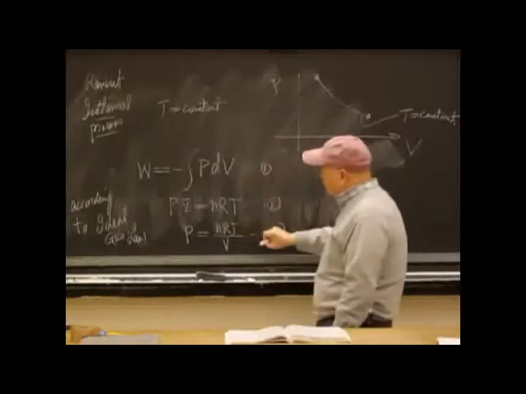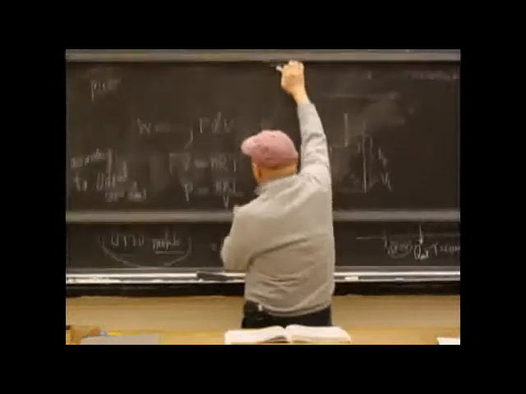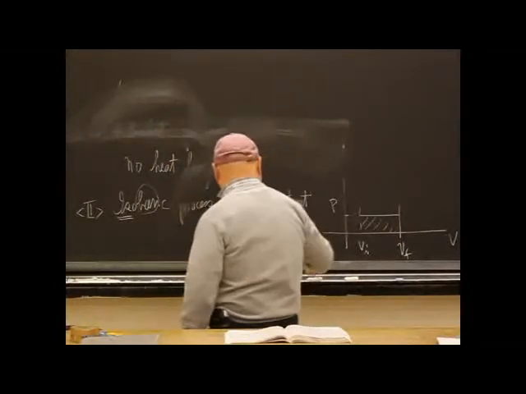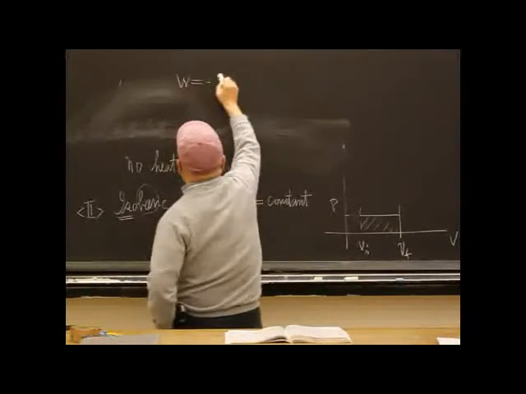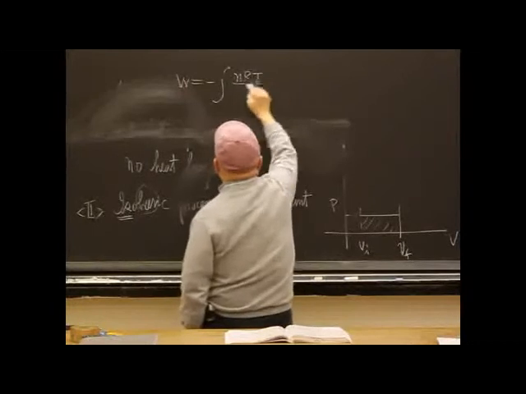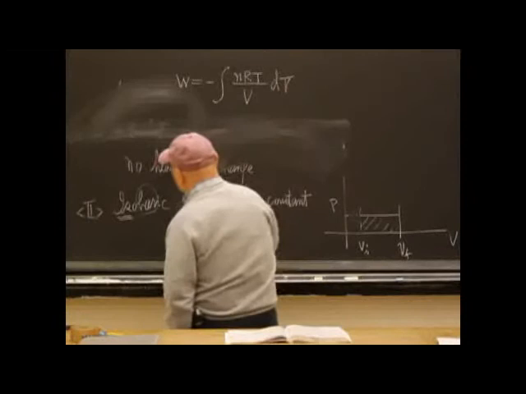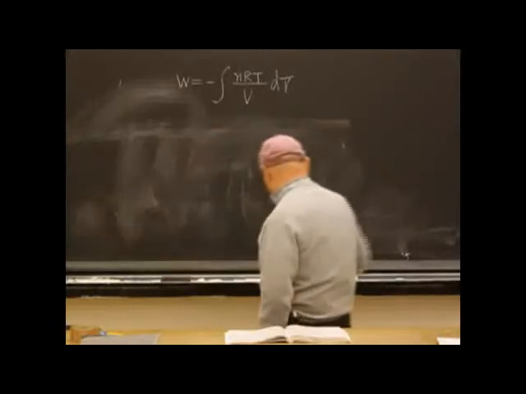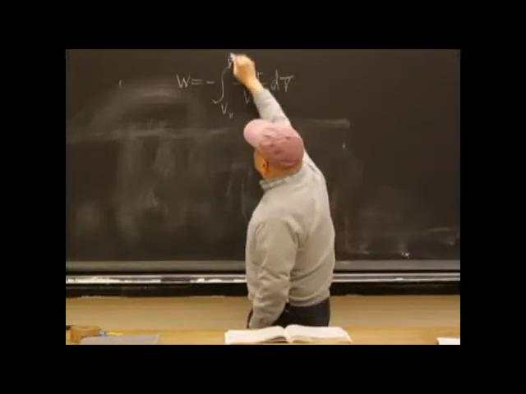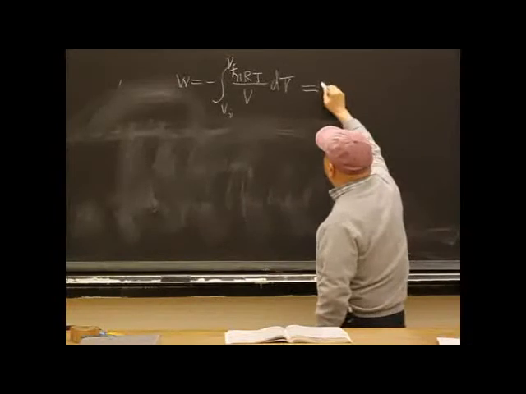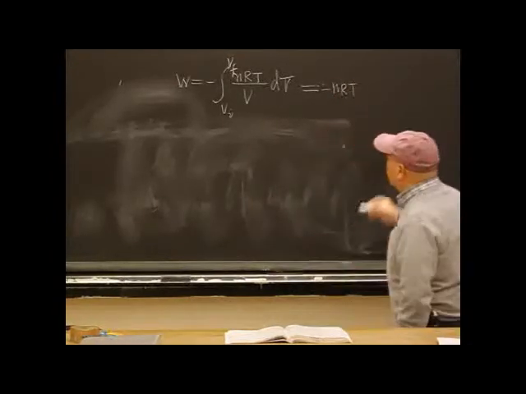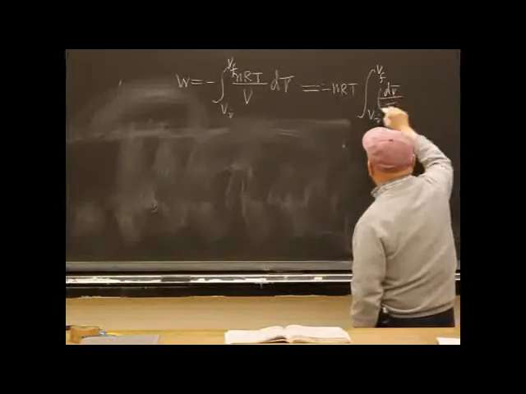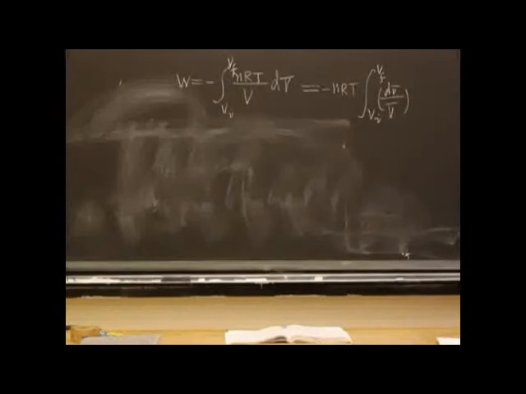Due to the fact T is constant, we can substitute the value of P into equation number 1. So W is equal to minus the integral of nRT divided by V dV. After this, we integrate from V sub I to V sub F. Since nRT is constant, you have minus nRT times the integral of dV divided by V. So ladies and gentlemen, what is the integral of dV divided by V?